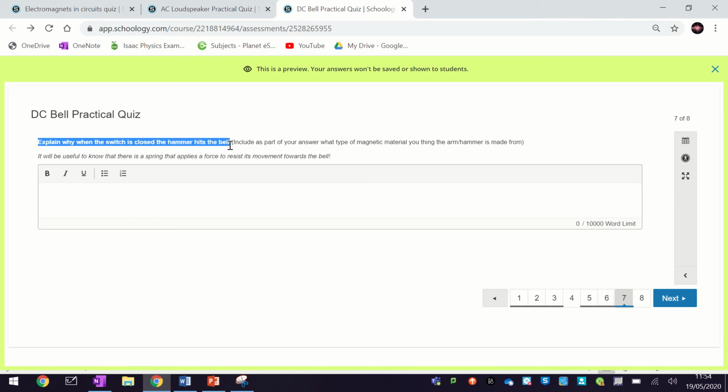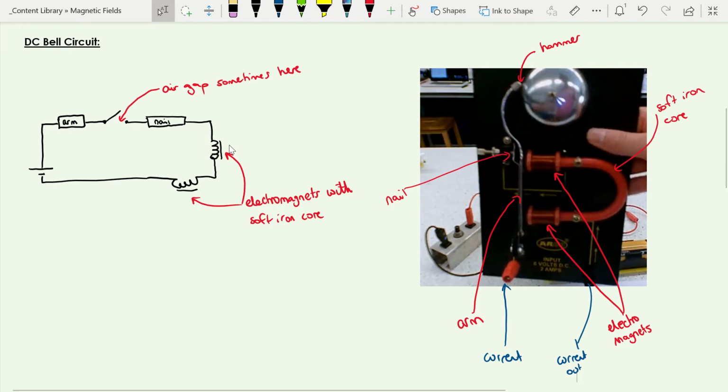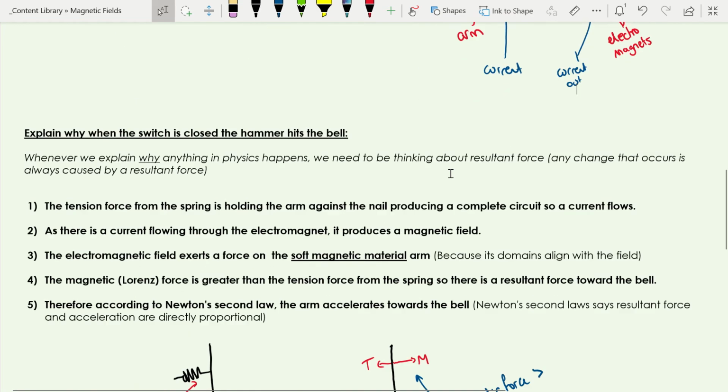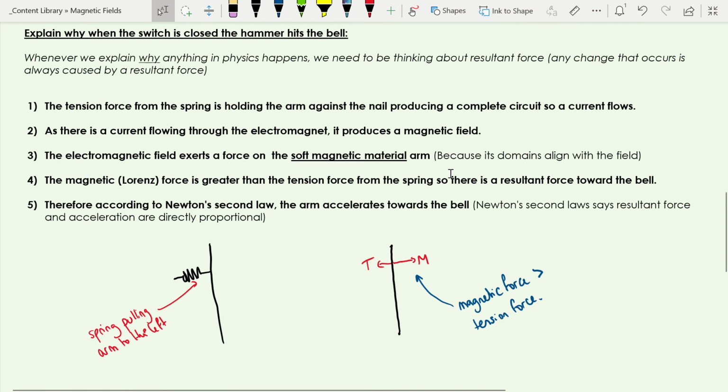We're not going to look at the part where the hammer is bouncing back, which quite a few of you were writing about here. We're just going to look at why the hammer hits the bell. The hammer being this part up here at the top, so I've just labeled that. So let's have a look at my explanation for this.